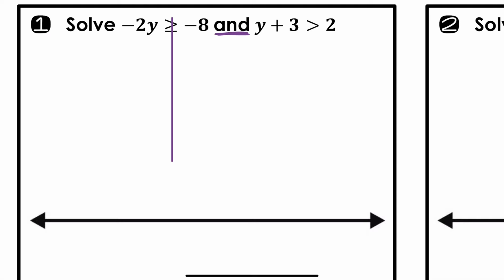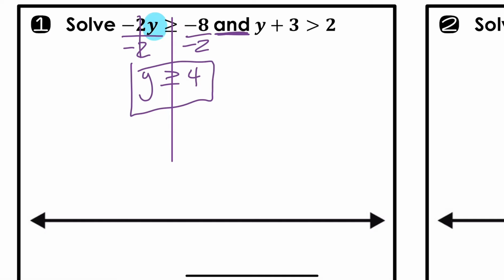All right, so drawing my line right where my inequality is. I want to find y. That means I need to get it by itself. I need to get rid of this negative 2 here. So I'm going to divide by negative 2 on both sides. Gets rid of that. So we have y is greater than or equal to negative 8 divided by negative 2. That is going to give me a positive 4. All right. First one done.